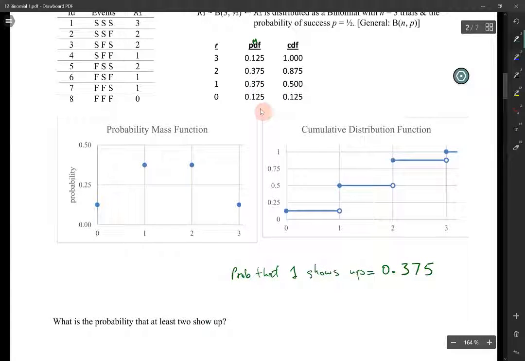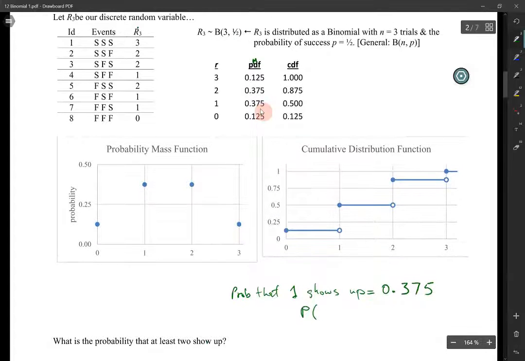Okay, and so how could we write that compactly using the notation? We might say P for probability, and we have this tool, this random variable. Let R3 be our discrete random variable. So of the 3 helpers who are asked to show up, what's the probability that R is equal to 1? And we would say that it's 0.375.